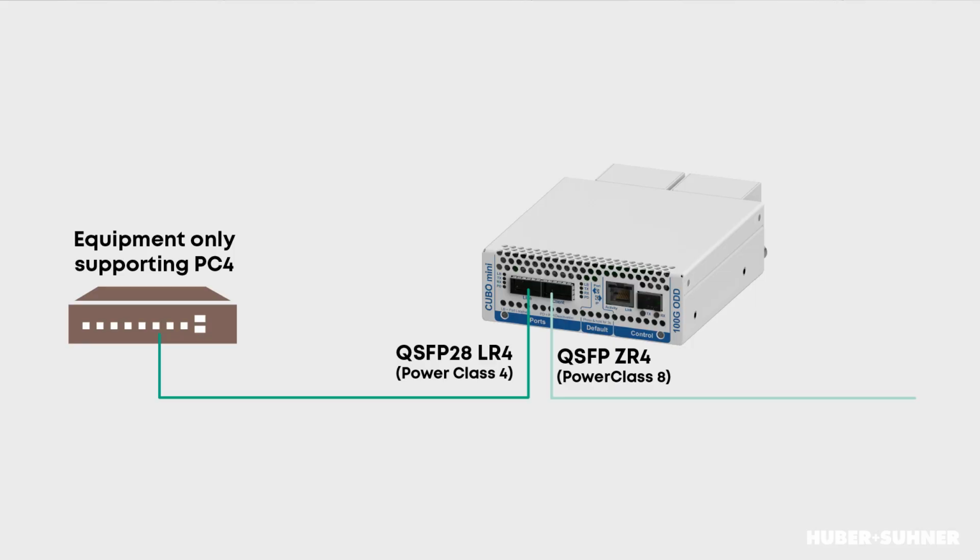The QUBOmini is basically a 100 gig transponder. But the big difference is that both of its QSFP28 transceiver ports support up to 10 watts, meaning you can use it as a power class converter. On the client side, you plug in the low power class transceiver that you connect to your equipment, and on the line side, you can then plug in the high power class transceiver.